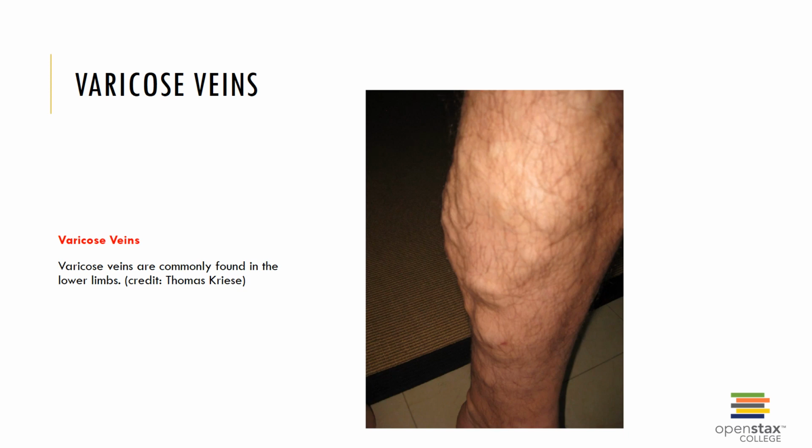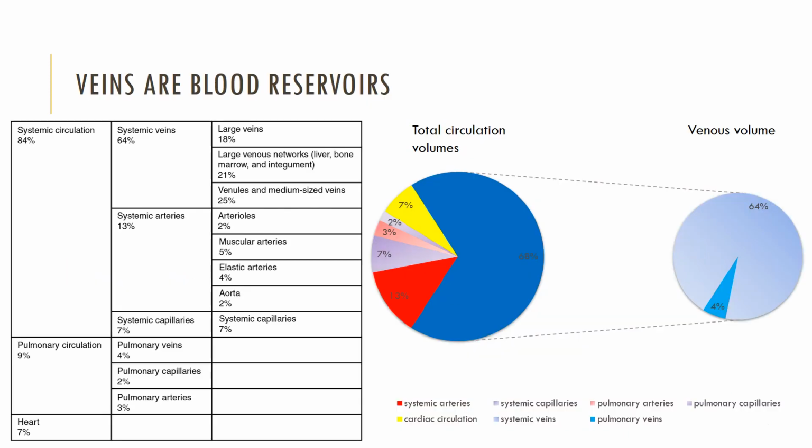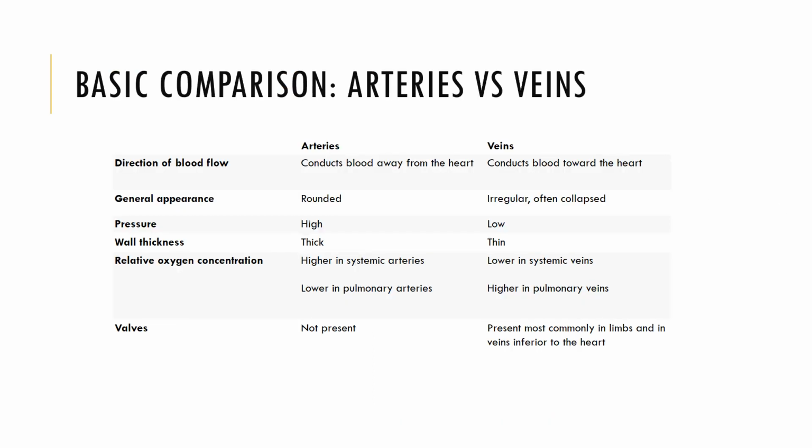Here you can see a varicose vein, and varicose veins, as seen in the figure, are commonly found in the lower limbs. This slide shows the distribution of blood within the body, and you can see that veins are typically the reservoir of blood, with about 65% of blood being in our veins at any one time in the human body. And here we can see the basic comparison of arteries versus veins that we just discussed.